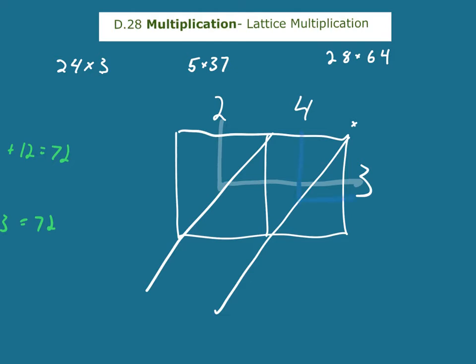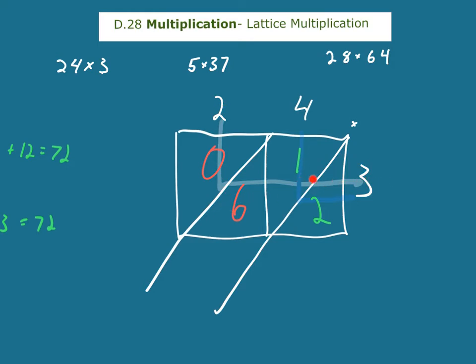So for this first box that I want to fill in, it's going to be 2 times 3. What is 2 times 3? It's 6. And I can't just put a 6 in here because I've got 2 sections. So when I write in my 6, I'm going to write it in as 0, 6. Great. Now I've got 4 times 3. When I do 4 times 3, I get 12, and I will write in 12. 1, 2.